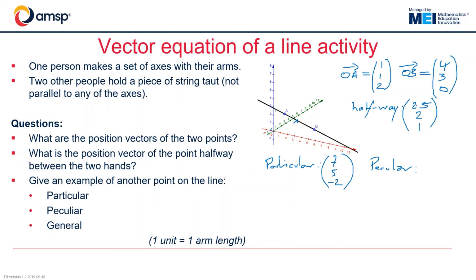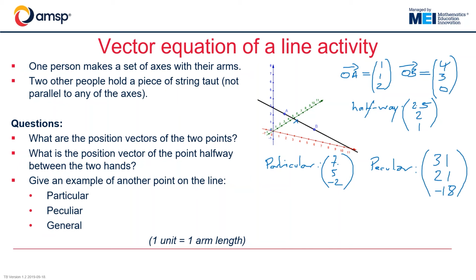The way I would ask this is to say to students, give me an example of another point on the line that you think nobody else in the room will have chosen. That's what I mean by peculiar, and it's a stepping stone towards generalizing, because they have to think, how could I construct one in a way that I don't think anyone else will construct the same one? So one thing I might do here is say, well, I could go 10 lots of the gap from A to B. I don't think anyone else will have chosen that, and that would give me my peculiar of 31, 21, -18.